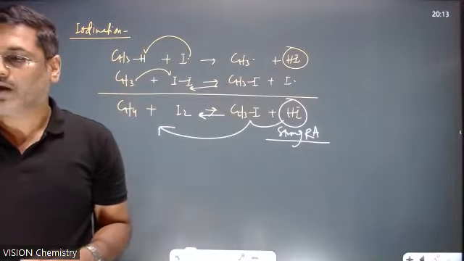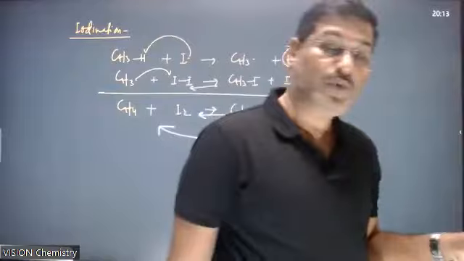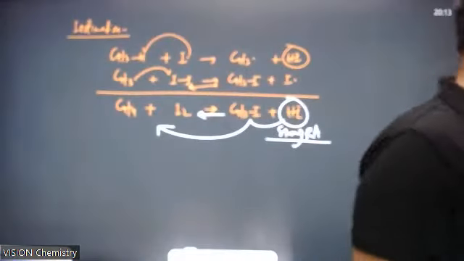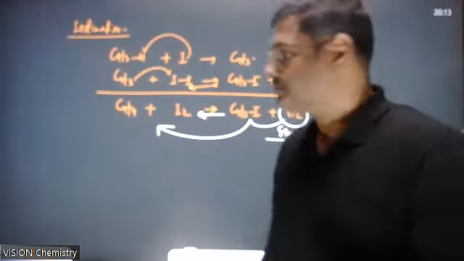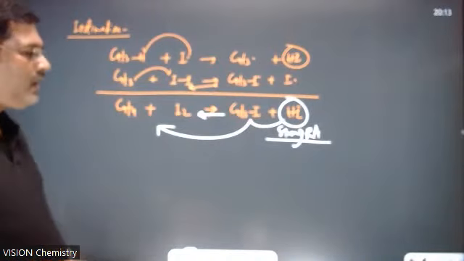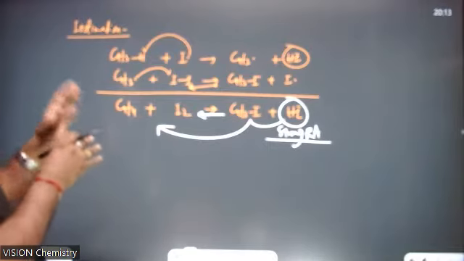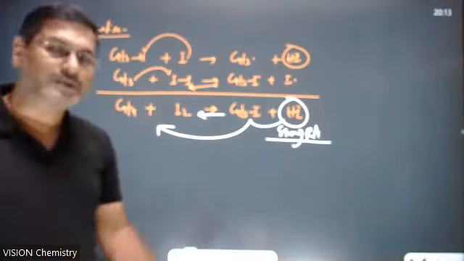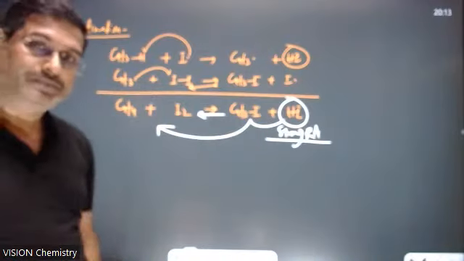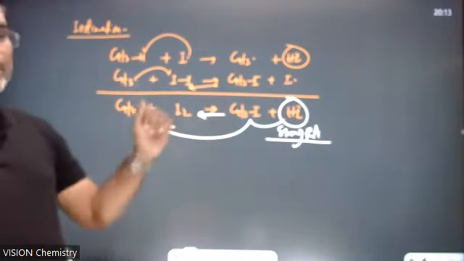Yes, in chemistry you can manipulate everything. You can manipulate this also. This manipulation is possible, and how we manipulate this process, I am telling you. Let's analyze what is responsible for the failure of this iodide formation. HI is responsible. HI is the reducing agent.